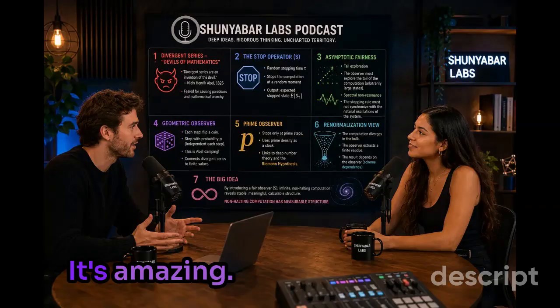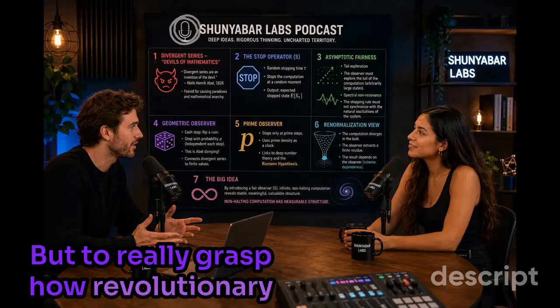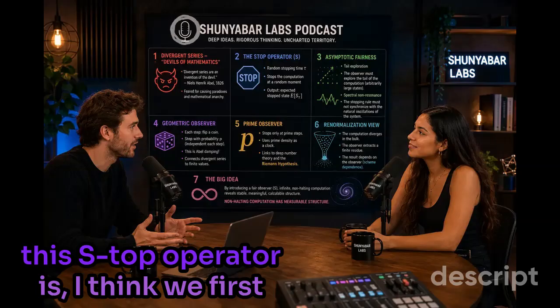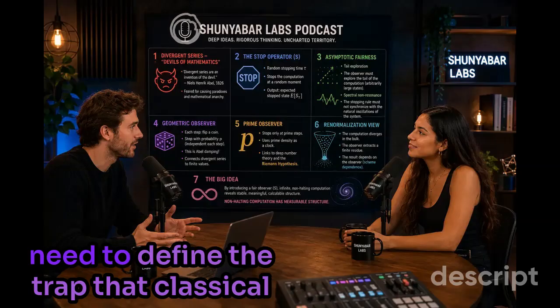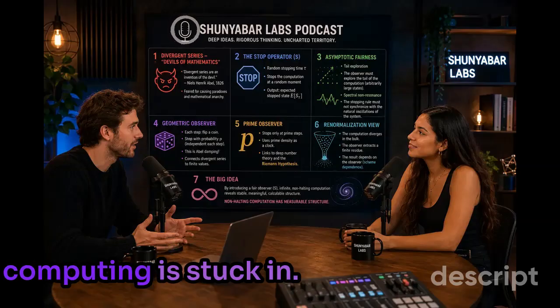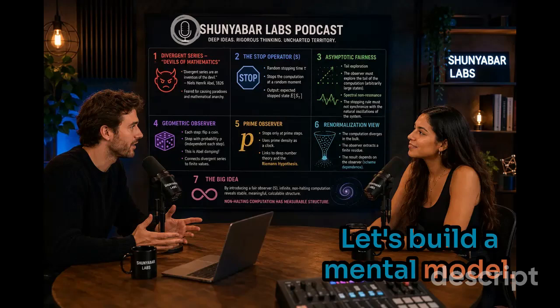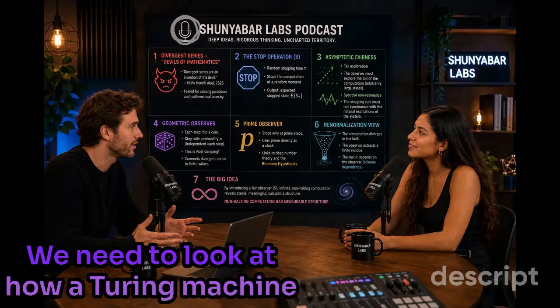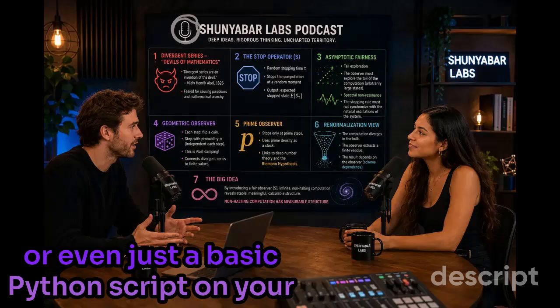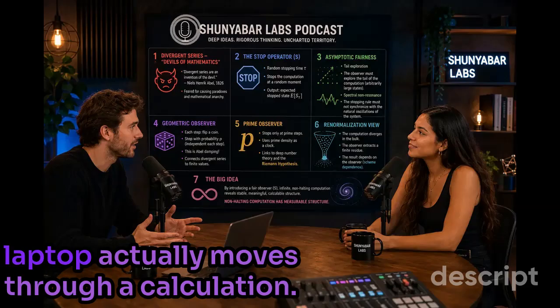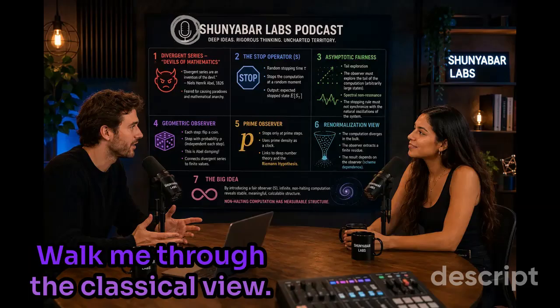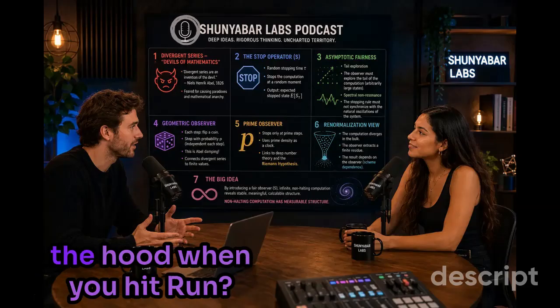It's amazing. But to really grasp how revolutionary this STP operator is, I think we first need to define the trap that classical computing is stuck in. Okay, yes, let's build a mental model. Right. We need to look at how a Turing machine, or even just a basic Python script on your laptop, actually moves through a calculation. Walk me through the classical view. What's actually happening under the hood when you hit run?